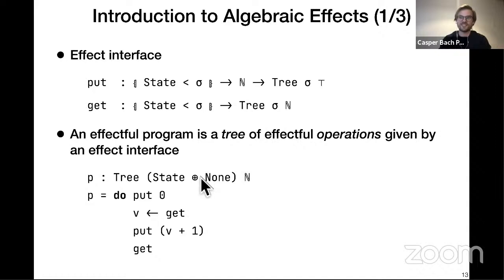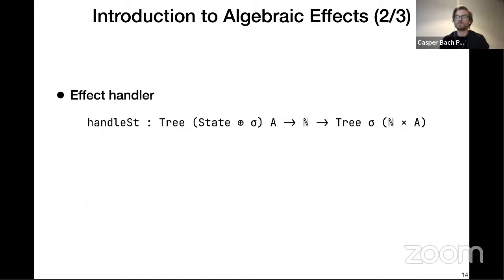The program that I've written here is a very silly little program. It puts zero into the current store, and then we get the contents of the current store. We put into the store, I call it a store, it's really a stateful reference cell, a value, well, the value that we just got from the store, and add one to it, and then we get the results. So this is essentially just incrementing zero by one. This is how we can define an effect interface, and how we can write a program over it.